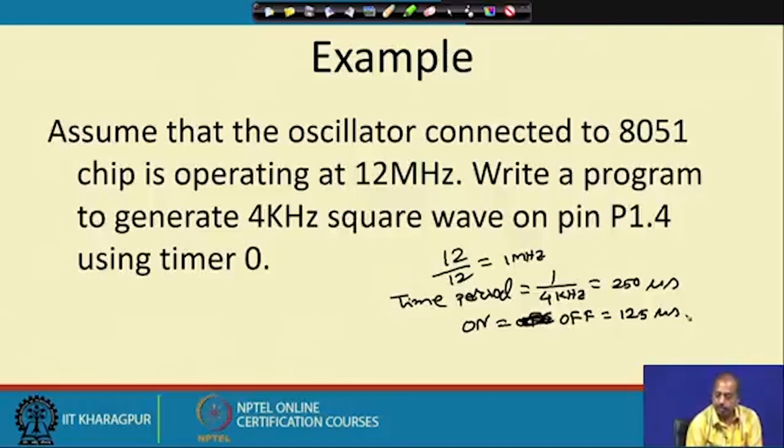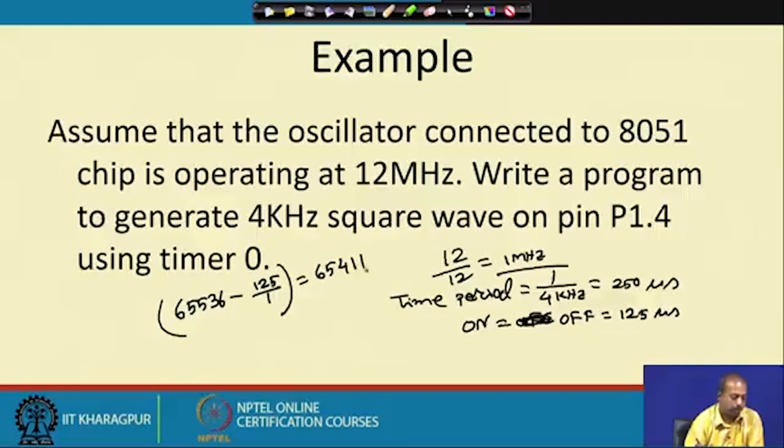For getting that, I have to see what is the value that should be loaded. The value to be loaded is equal to 65536 minus 125 by 1, that is 125 microsecond with a 1 megahertz clock. So, this quantity is basically 65411 in decimal. That converts to FF83 in the hexadecimal notation. So, this should be the value to be loaded, and accordingly we can have this square wave generated. So, we will write that program.